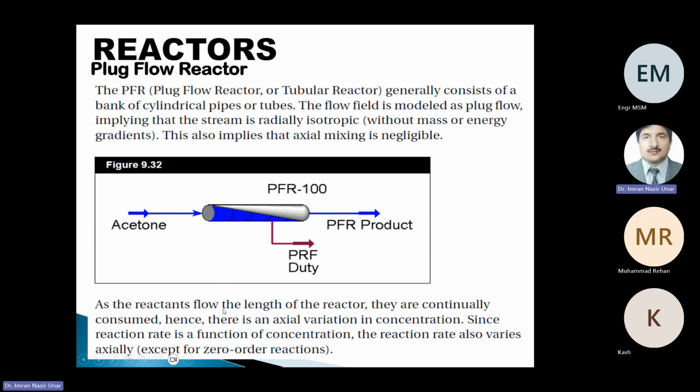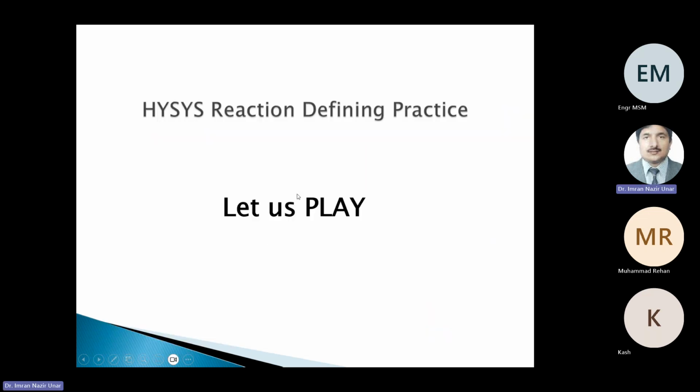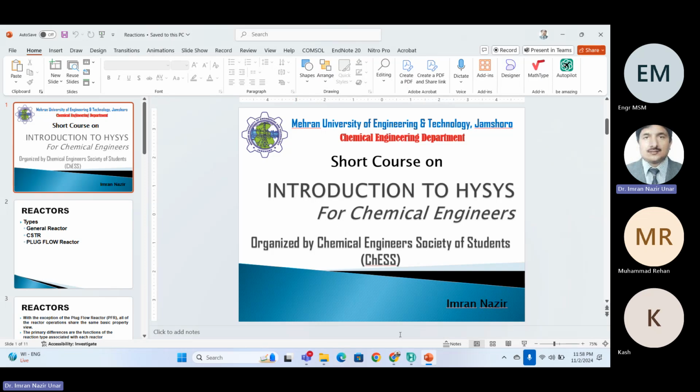This also implies that axial mixing is negligible. As the reactants flow the length of the reactor, they are continuously consumed. Hence, there is an axial variation in the concentration. Since reaction rate is a function of concentration, the reaction rate also varies axially, except for a zero order reaction. So you can see in a CSTR, there is no change of concentration at any point, but in a plug flow reactor, there are different compositions throughout the reactor. Okay. So now this is a basic introduction.